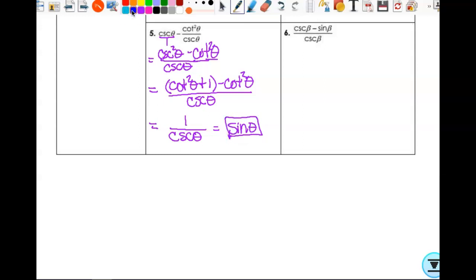What questions do we have? All right. So now when I look at number 6, no Pythagoreans. If I do all like reciprocal stuff here, I'm going to have a bunch of fractions and fractions, which we cannot always avoid, but if I can't avoid it, I'm going to try. This is one of those where we're going to be able to split the fractions.